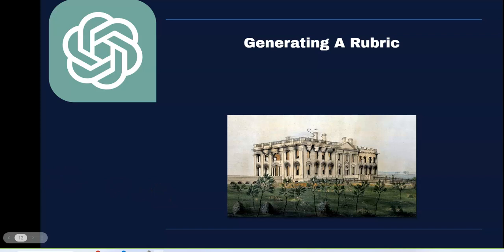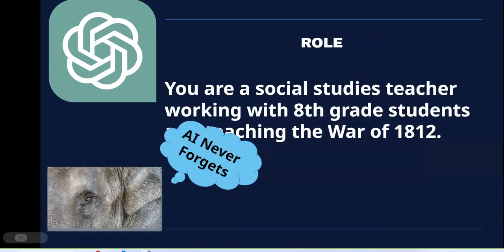So now let's generate a rubric. So we're going to go back to our prompt engineering and we're going to look at the War of 1812. This time, because we're having a conversation, we've already told ChatGPT that it is a social studies teacher. We don't have to do that again. We don't have to redefine that because ChatGPT will remember. An AI never forgets, kind of like an elephant.